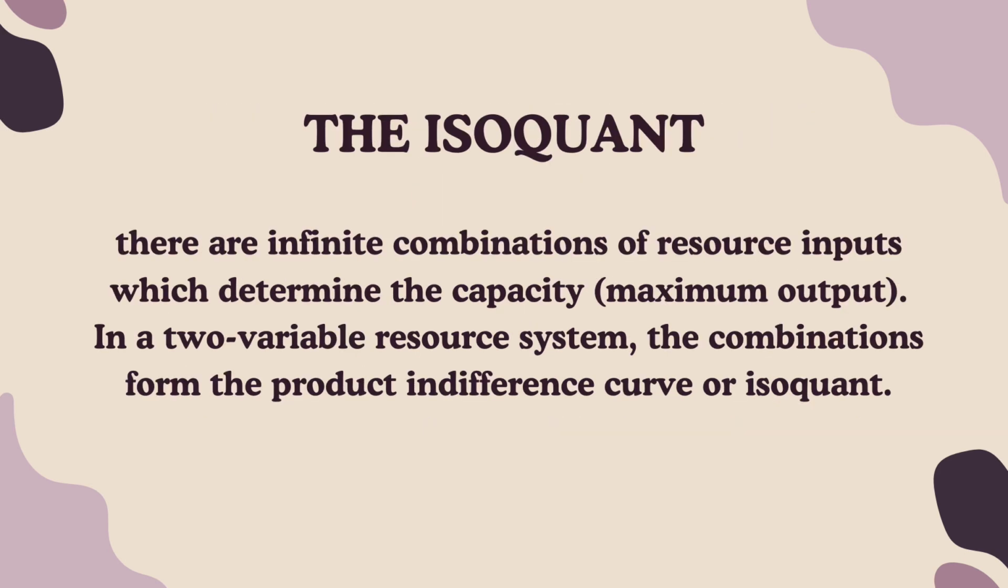Good day, everyone. I will discuss the isoquant. There are infinite combinations of resource inputs which determine the capacity of maximum output in a two-variable resource system. The combinations form the product in different curves, or isoquants. An isoquant represents all combinations of two resource inputs such as capital K and labor L that yield the same level of output, thus illustrating the capacity.